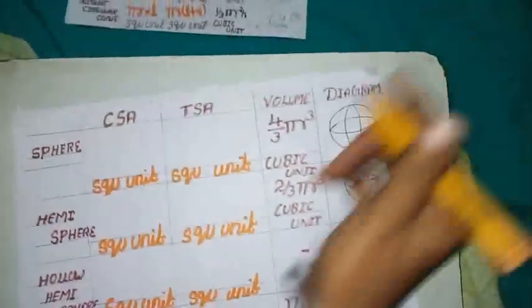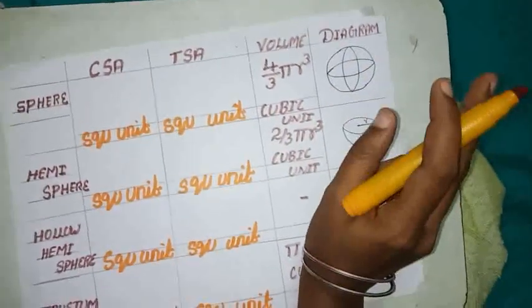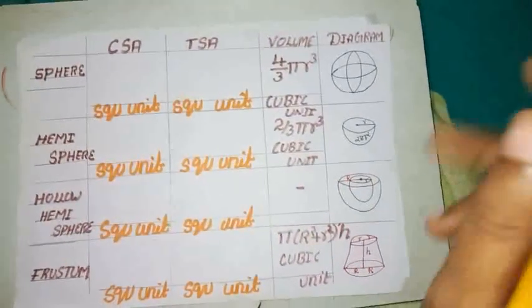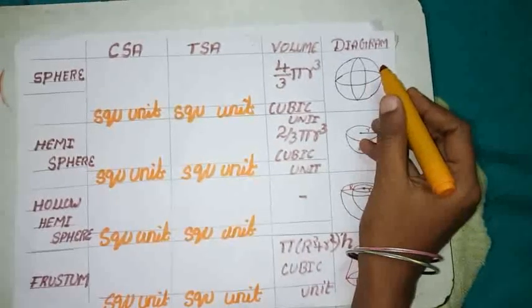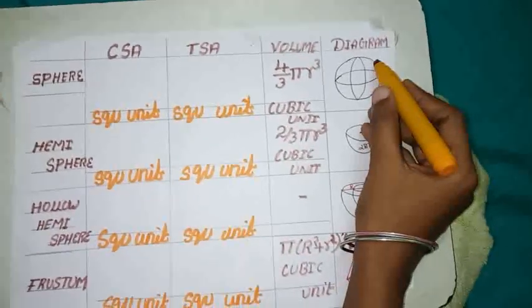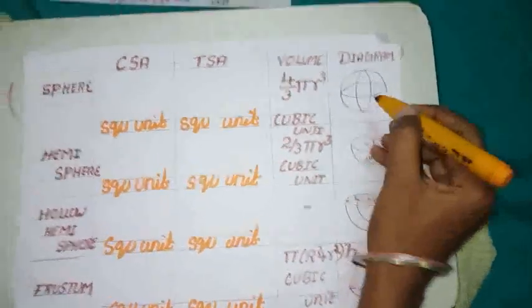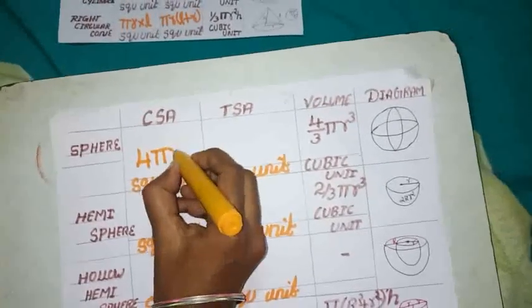Next one is sphere. This is the sphere. Sphere has 4 sections. For example, orange. If you peel the orange, you will get 4 sections. One section is pi r square. So here pi r square, here pi r square, here pi r square, here pi r square. So totally 4 sides means 4 pi r square.